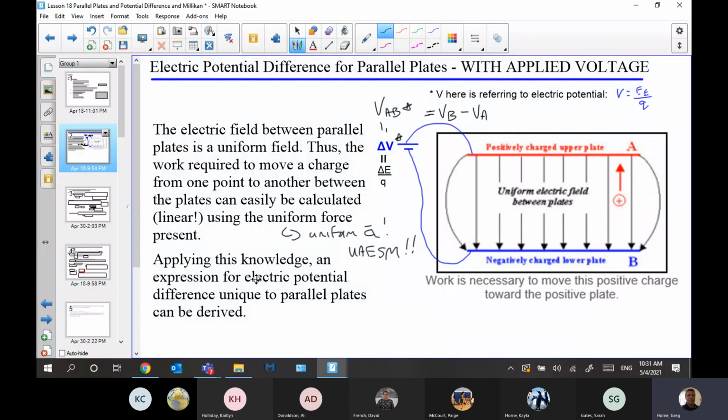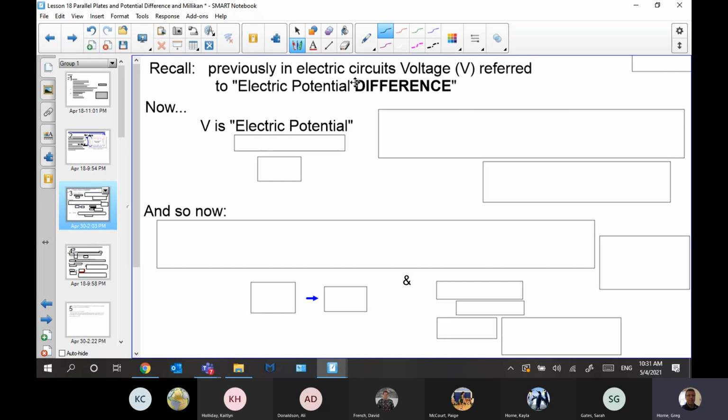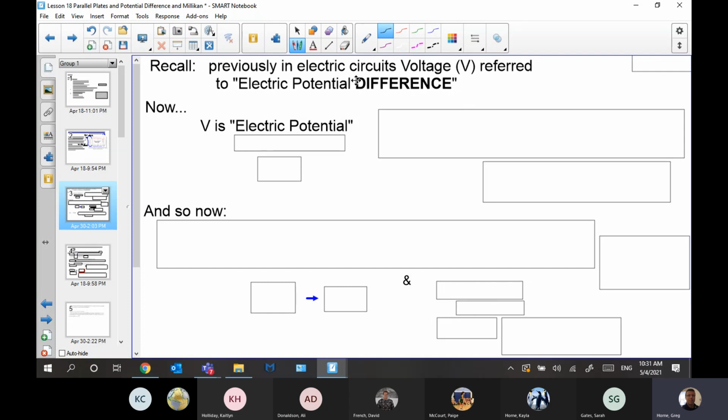Anyway, so applying this knowledge, an equation for electric potential between the plates can be derived. So that looks like this, right? This is the same note as before. I'm just being super redundant and thorough to emphasize things. So remember previously we talked about potential difference, V, voltage was potential difference. Now we're saying V is just electric potential. We're dropping the difference word, right?